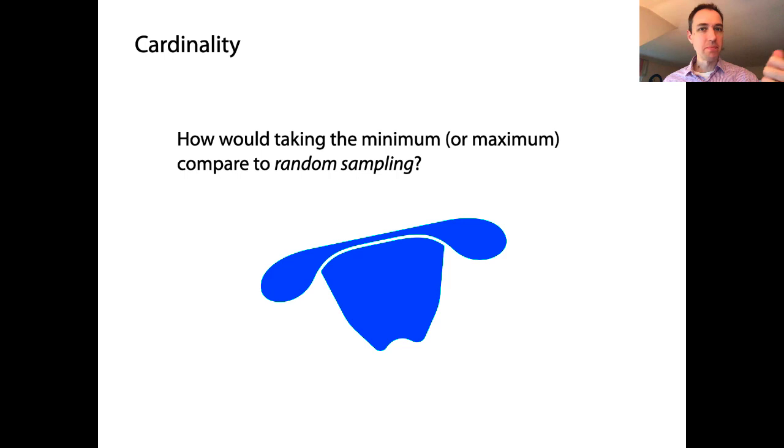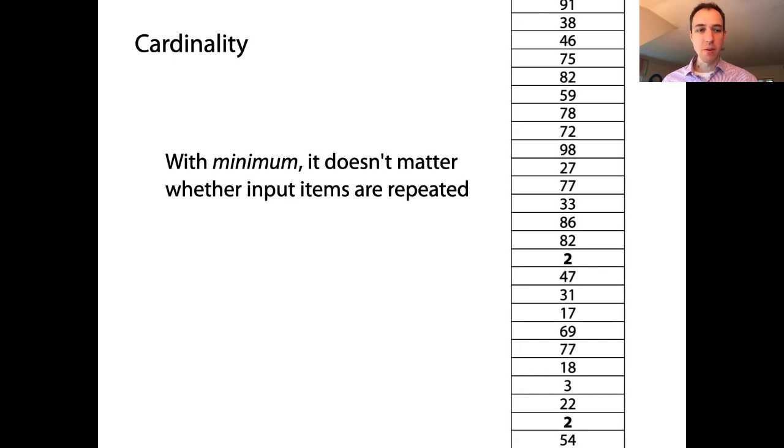So the minimum is not vulnerable to that, right? If we are taking the minimum, it doesn't matter whether the input items are repeated or not repeated, whether they're repeated very frequently or not very frequently, in contrast to sampling, where sampling would be thrown off. If you, for example, had one extremely dominant value, but you only took a few samples, you would probably just see that dominant value, and any non-dominant value would be hidden from you. It wouldn't be available to your estimate. Okay, so in a way, again, taking the minimum is like a really, really biased version of sampling.